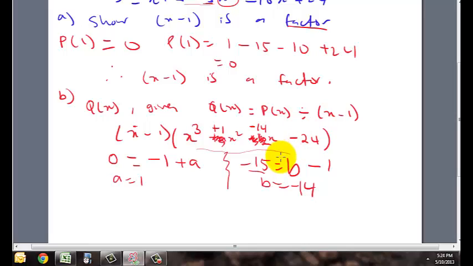Write p of x as a product of its linear factors. Okay, so I want to write p of x as a product of linear factors. Linear factors. Cool? That's a linear there. That's a cubic factor. So that guy's got to get simplified.